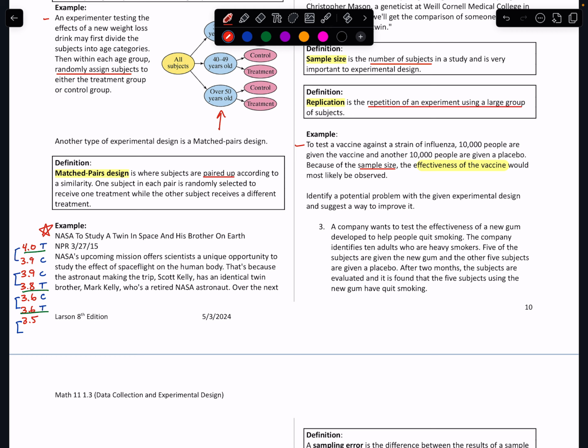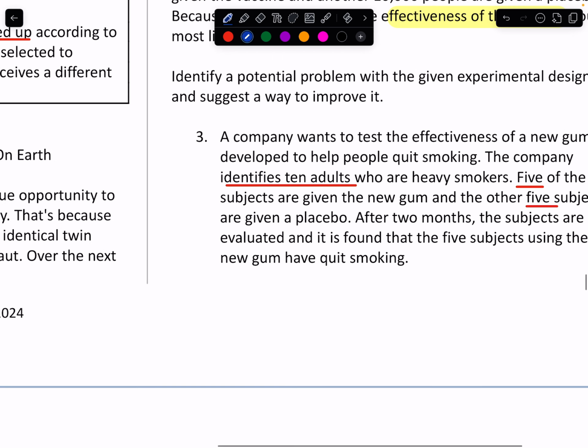So hopefully, while you were reading this, one of the most obvious things that you saw was that we're looking at 10 adults. There are 5 who get the new gum and 5 who are given the placebo. That is not very many people. If I'm only testing this on 5 people, it could be very effective for them, but is a group of 5 people really representative of all smokers, like all the people who smoke? Probably not. And so the biggest issue here is that our sample size is too small. We need more people.